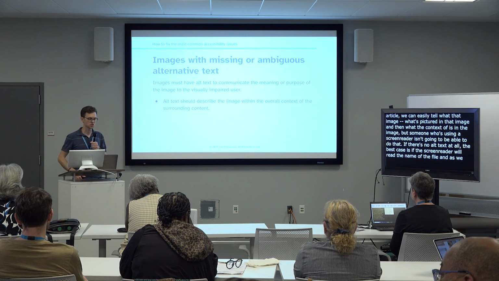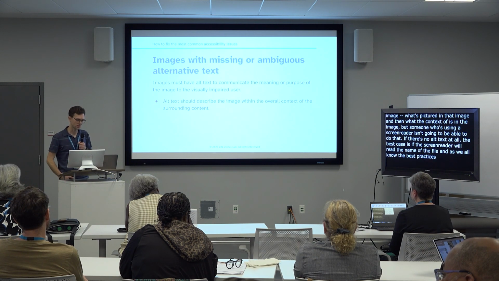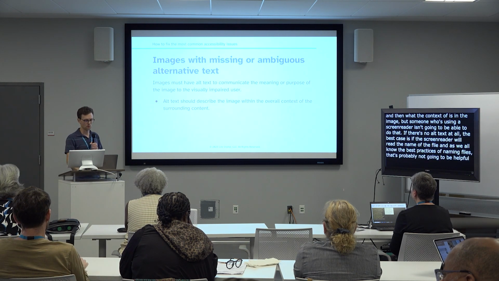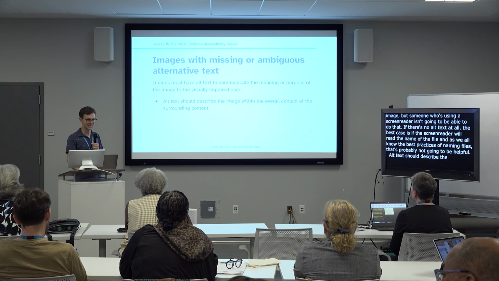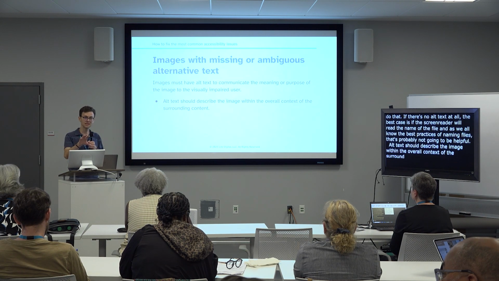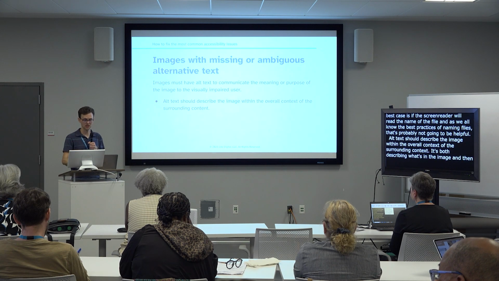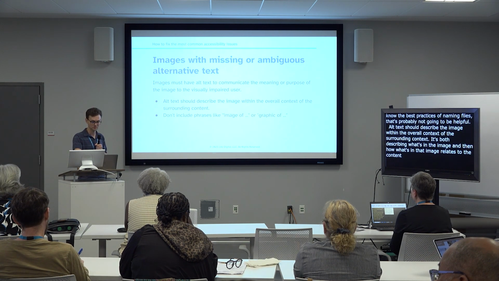So alt text should describe the image within the overall context of the surrounding content. And I'll give an example of this here in a moment, just so that you can see. It's both describing what's in the image and then how what's in that image relates to the content on the page. Those are both important pieces.